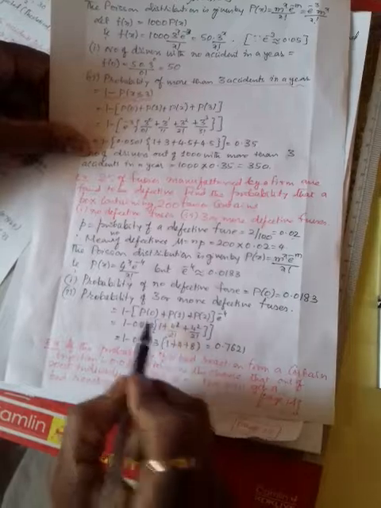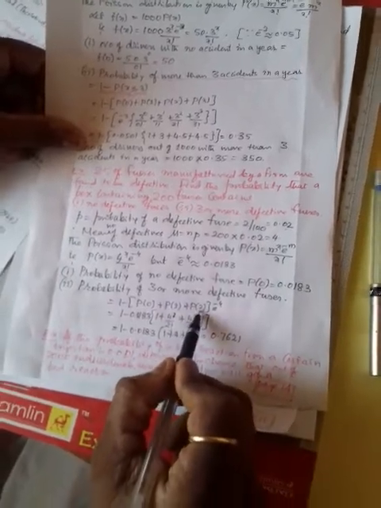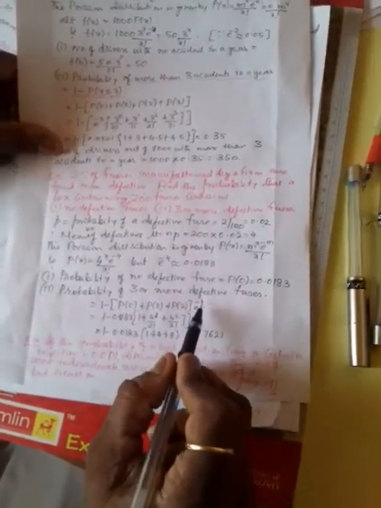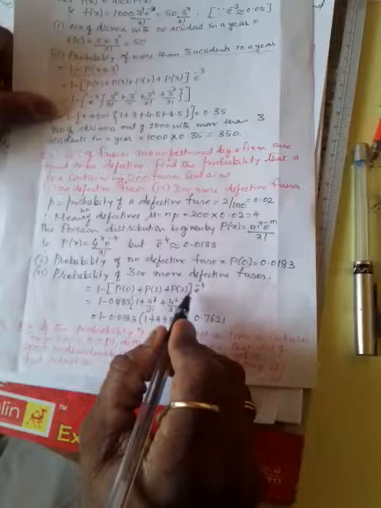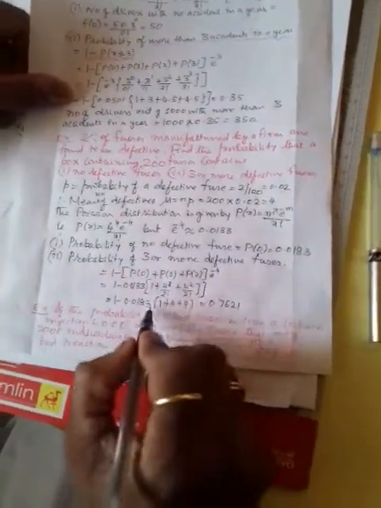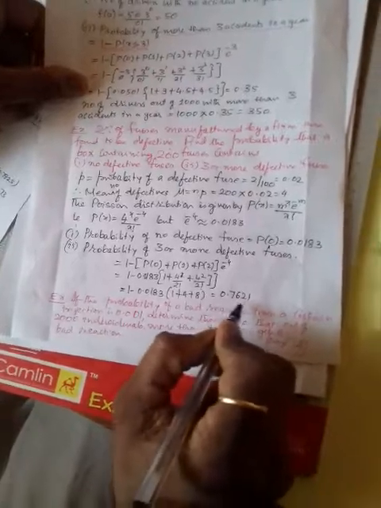Therefore, 1 minus of p of 0 plus p of 1 plus p of 2, into e to the power minus 4. Writing the formula, here it is e to the power minus 3. Substituting the respective values, p of 0, p of 1, p of 2, the simplification will be 0.7621. This example is like the previous one.